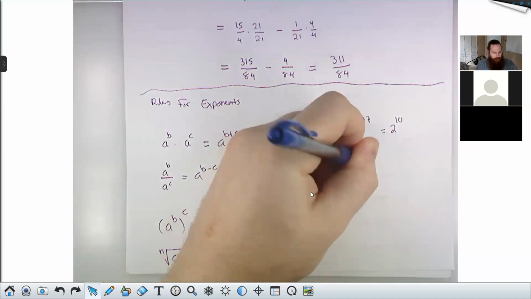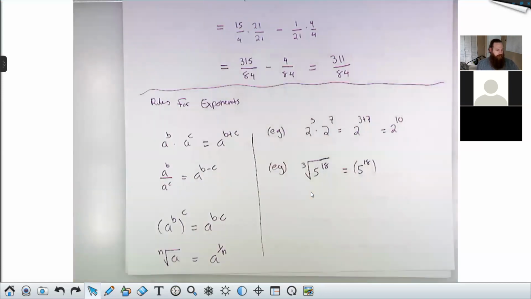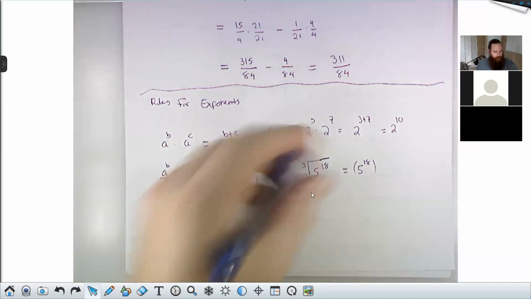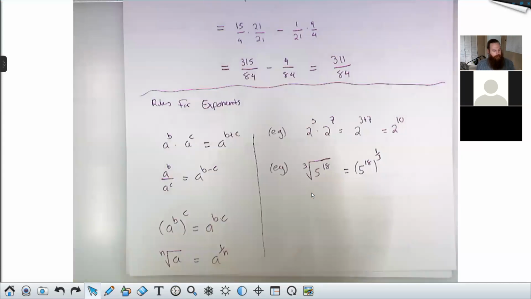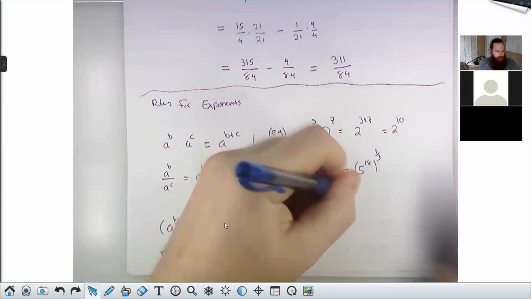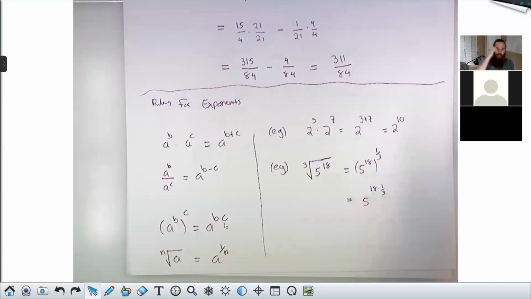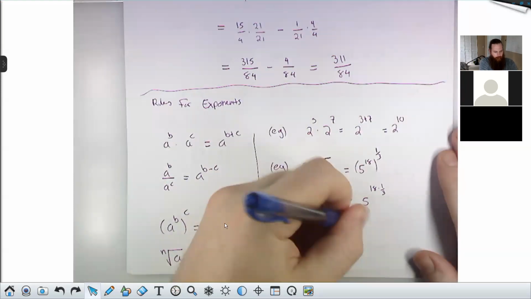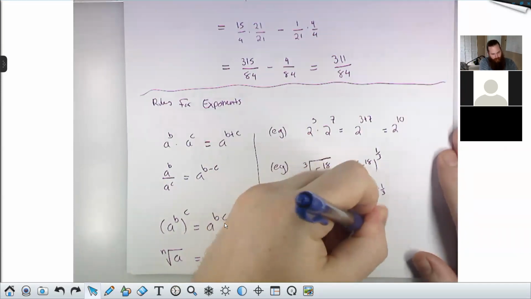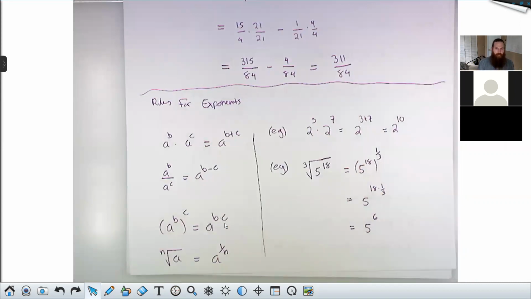I'll say, okay, well, that's 5 to the 18, all raised to the power of 1/3, because this is the third root, or the cube root. And then I can use this rule. I can say, oh, okay, well, 5 raised to the 18, all raised to the 1/3, is 5 raised to the 18 times 1/3. And 18 times 1/3, that happens to be nice, right? 18 divided by 3, what is that? That's 6. So this number is the same as 5 to the 6.